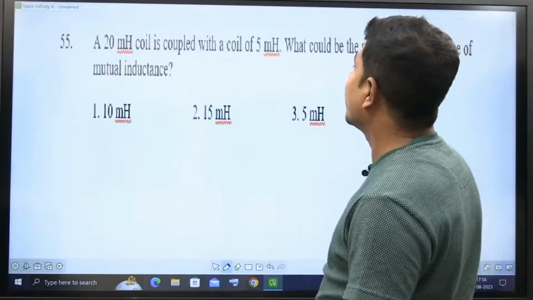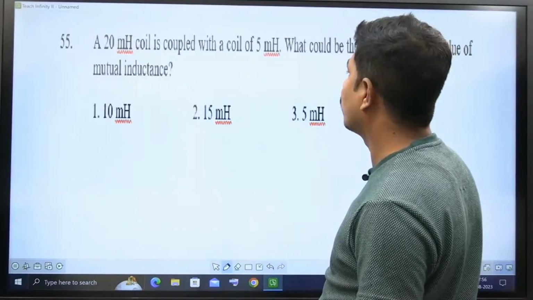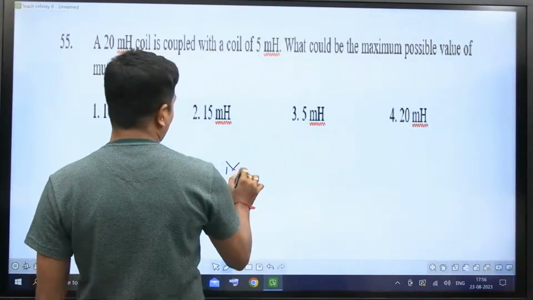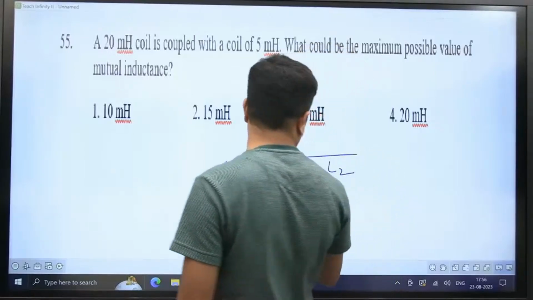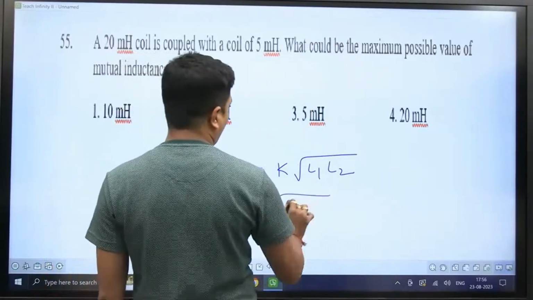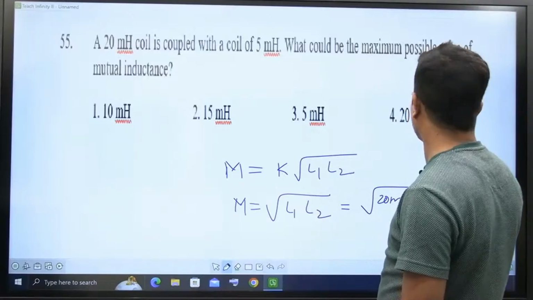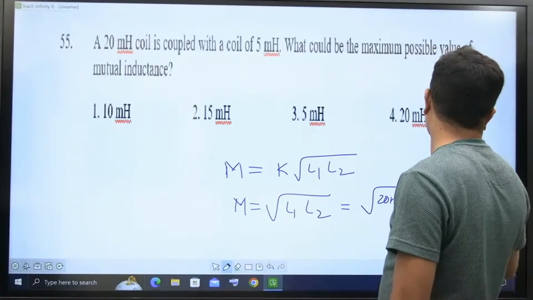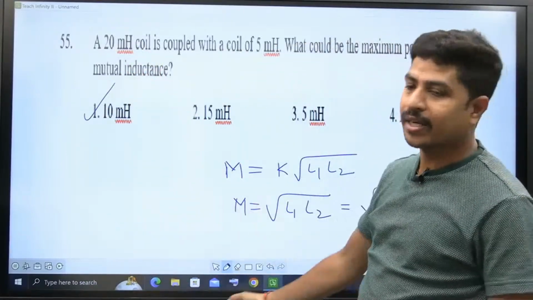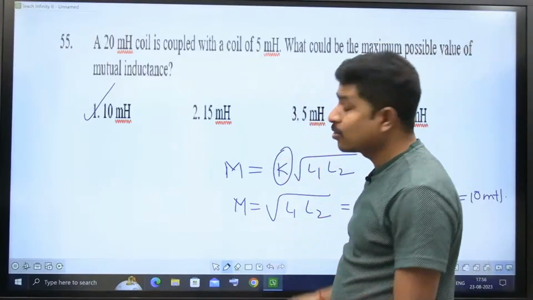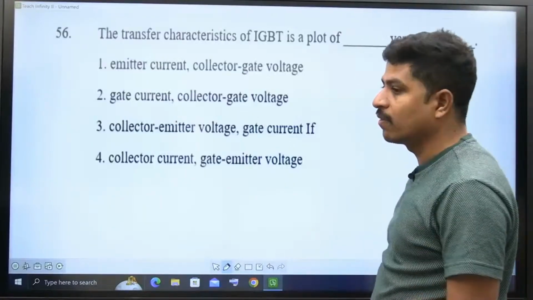Next, a 20 millihenry coil is coupled with a coil of 5 millihenry. What would be the maximum possible value of the mutual inductance? M is equal to K into under root of L1 L2, the formula I wrote previously. The maximum possible value of the coefficient of coupling is 1. So M is equal to under root of L1 L2, which is 20 millihenry into 5 millihenry. That will give you 10 millihenry. Choice 1, it is direct. You have to take the coefficient of coupling as 1 because he is asking for the maximum possible value.